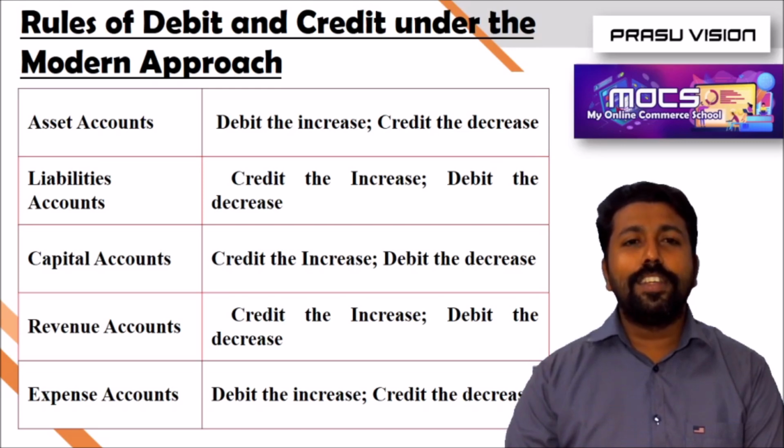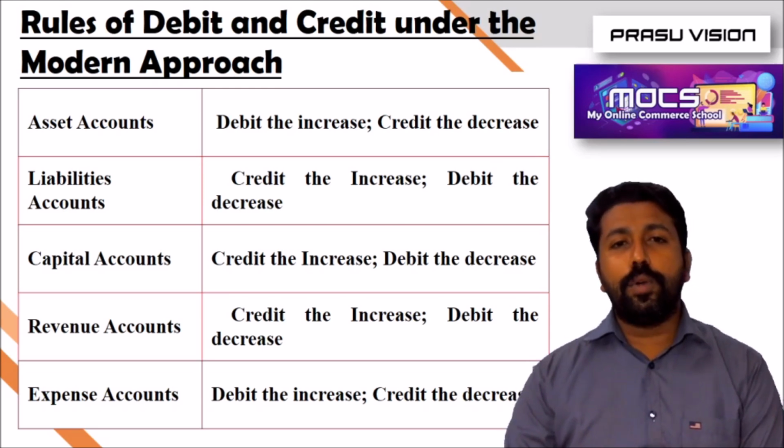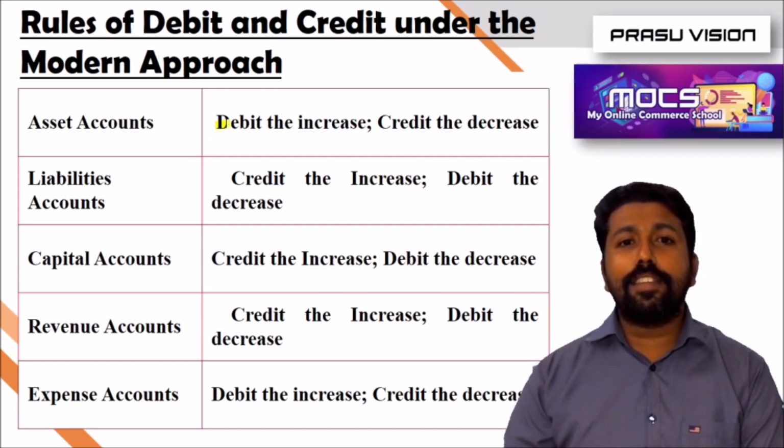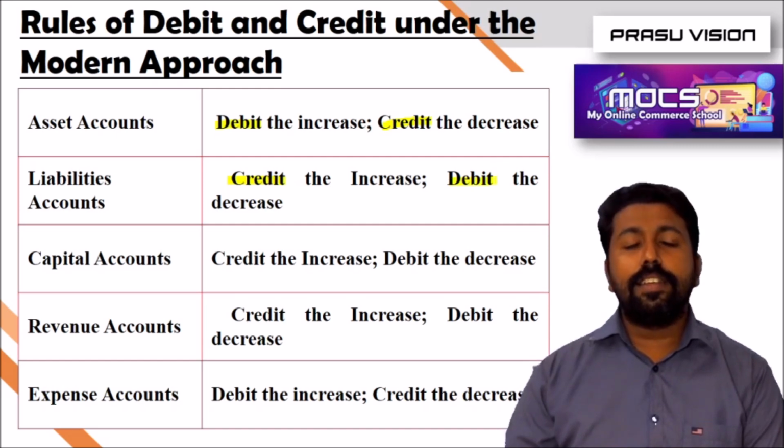And my dear students, this is the rule. This table shows the rule of debit and credit for these five accounts. Please look at that. When the asset account increases, it will be debited, and if it is decreasing, it will be credited. Liability account increases, credited, just opposite for asset. And if the liability decreases, debited.